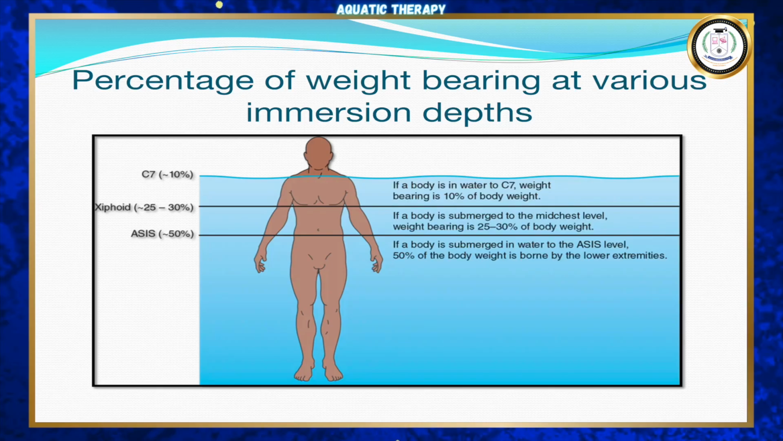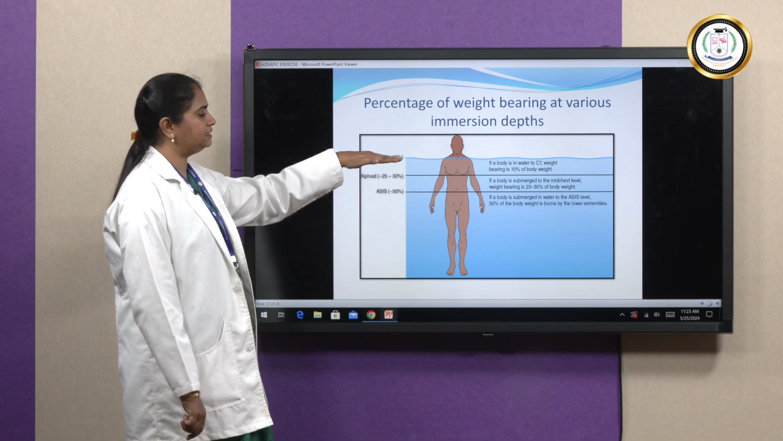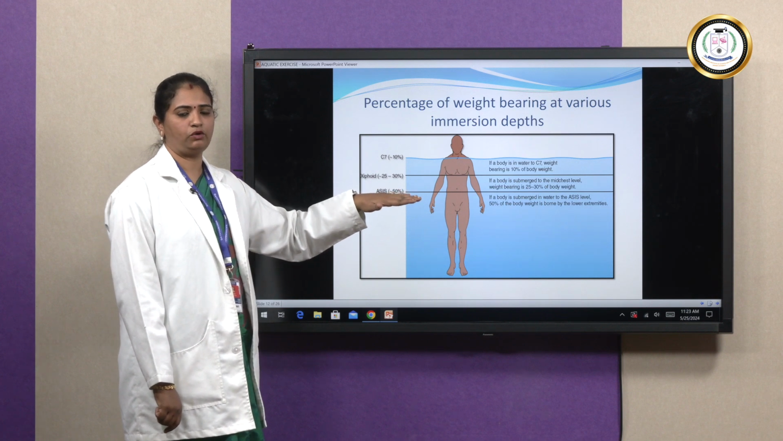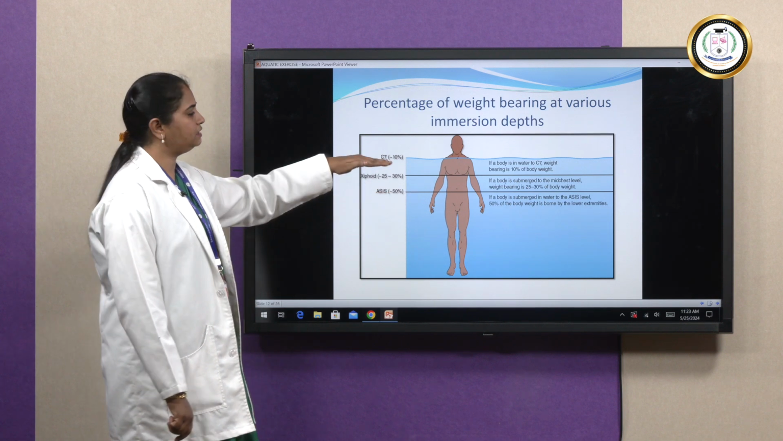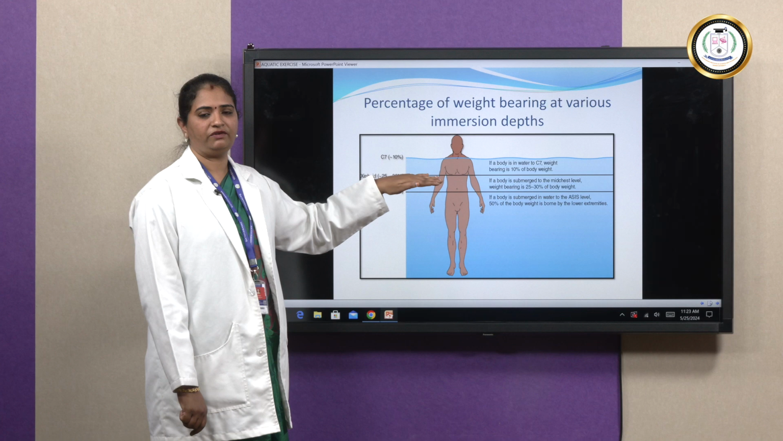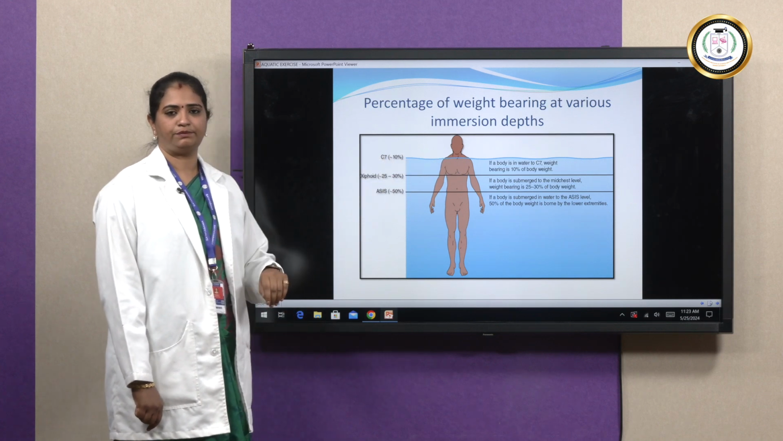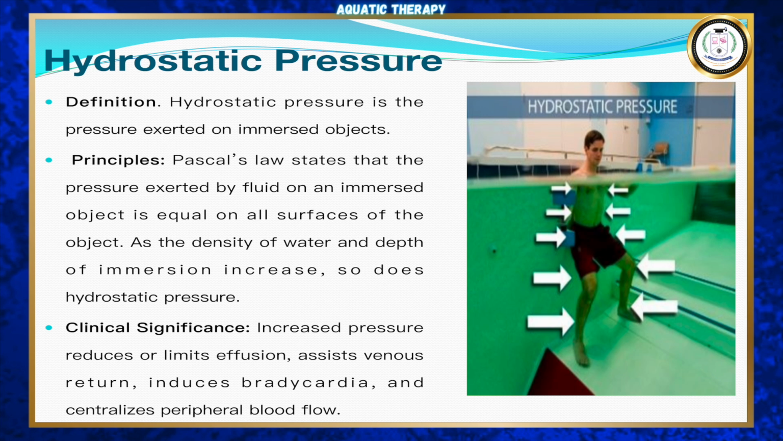The percentage of weight bearing at various immersion levels, that is at the ASIS level, xiphoid level and C7 level. At the ASIS level, 50% of the body weight is borne by the lower extremity. At the xiphoid level, 30% of the body weight is borne, and at the C7 level, 10% of the body weight is borne.